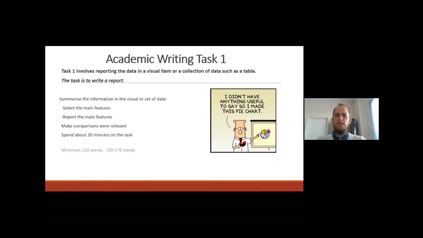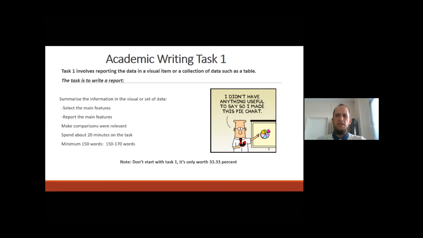We're given 20 minutes for this task, and we've been asked to write about 150 to 170 words. If you write anything less than 150 words in most tasks, you won't have completed the task. Again, as we noted with task 2, start with task 2. Task 1's only worth 33%.